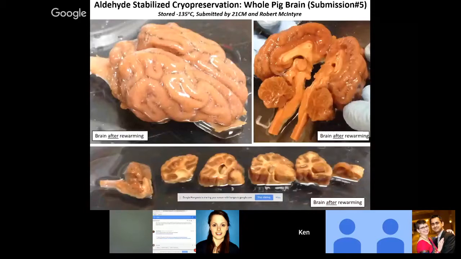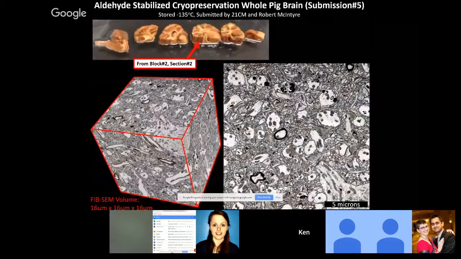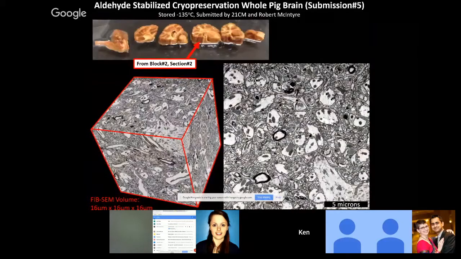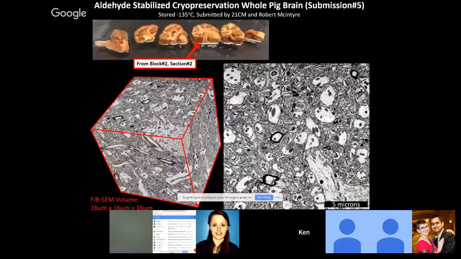This same ASC technique has now been applied to whole pig brains. These are pictures of an ASC preserved pig brain that was rewarmed after being stored at minus 135 degrees Celsius. Again, there was no macroscopic damage seen, no ice crystal damage, and no cracking. And the ultrastructure across the entire brain looks well preserved.